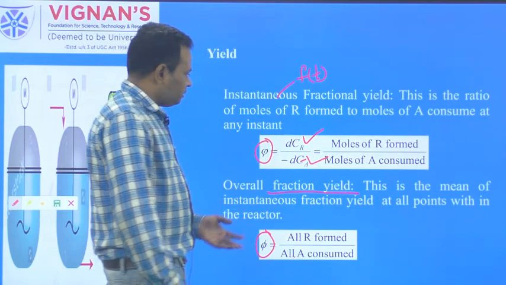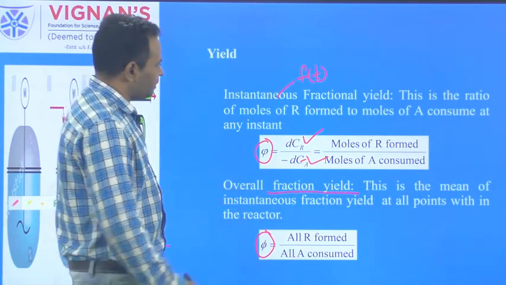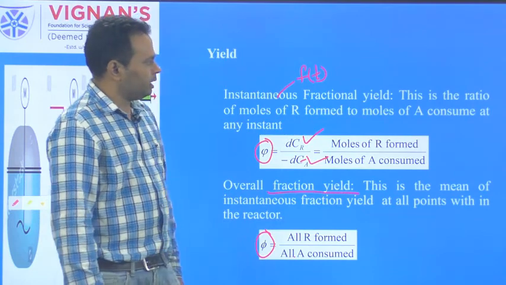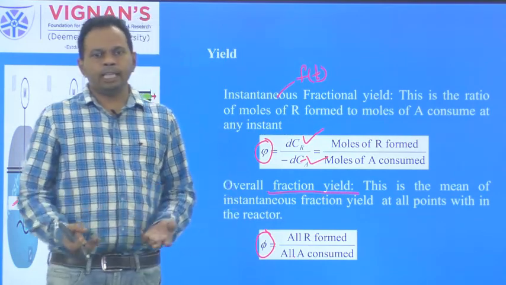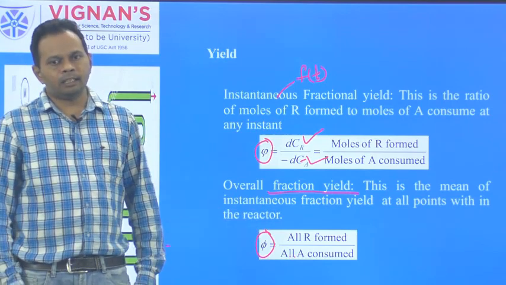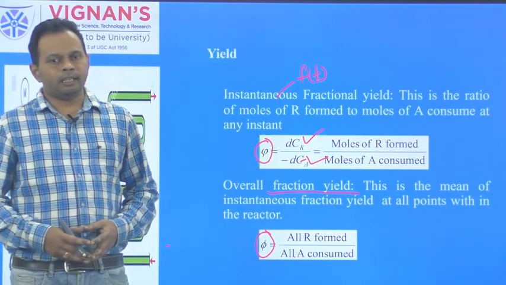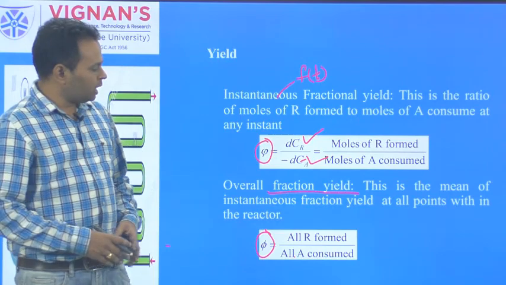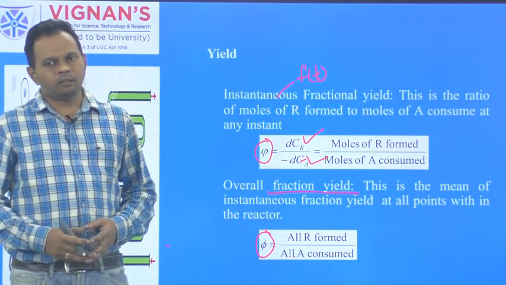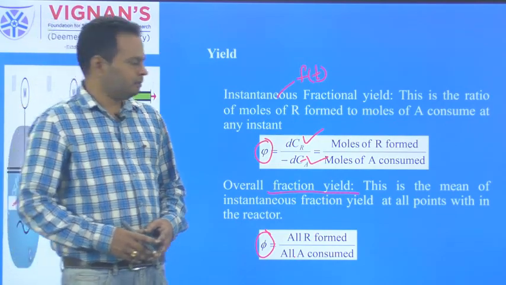And also, suppose if we are able to find out the instantaneous fractional yield at different times of the reaction, if you are able to take the average of all these, that also gives the overall fractional yield. Otherwise, once after the completion of the reaction, if you are able to measure the total amount of product produced to the total amount of substrate or reactant consumed, that also gives the overall fractional yield.